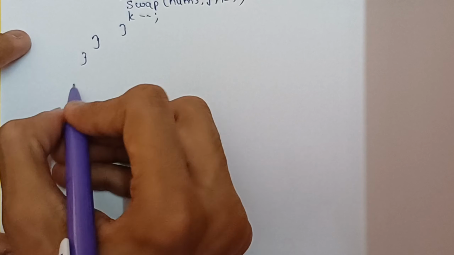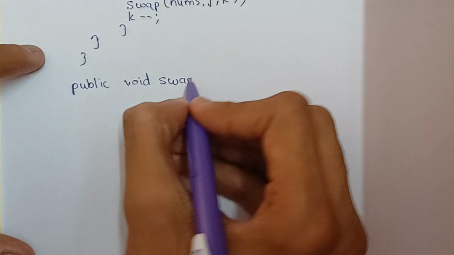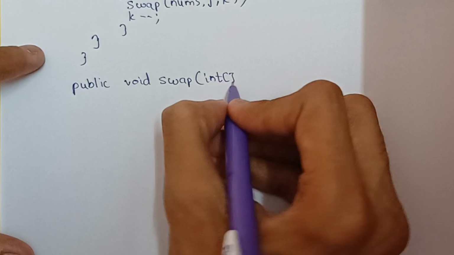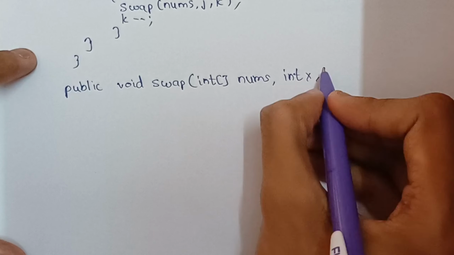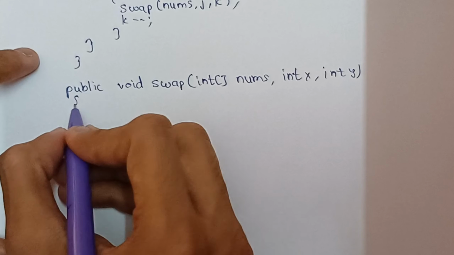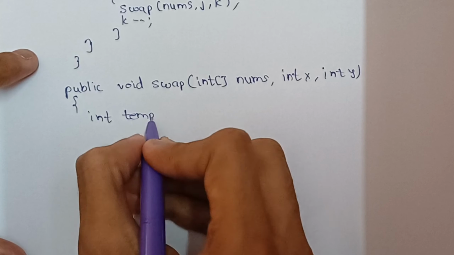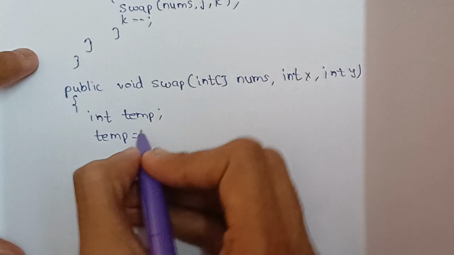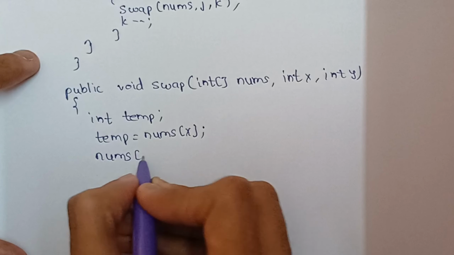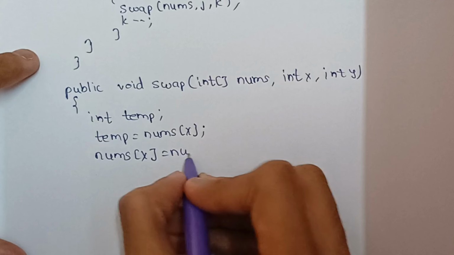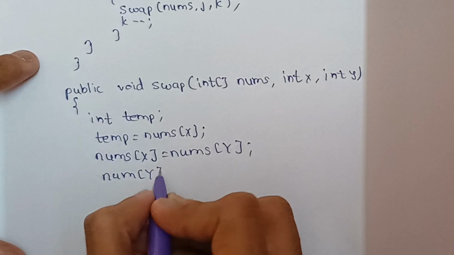So we will create one swap function, public void swap. We will take an integer array, nums, and the other parameters will be int x and int y. We will use the normal 3 steps of swapping numbers: int temp, then temp equal to nums of x, then into nums of x we put the value of nums of y, and into nums of y we put the value of the temporary variable.